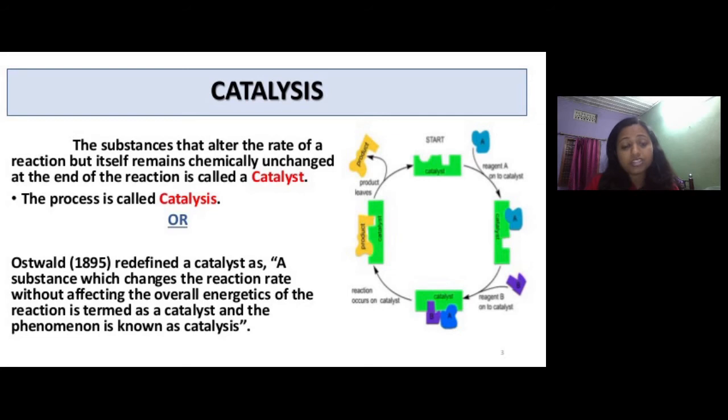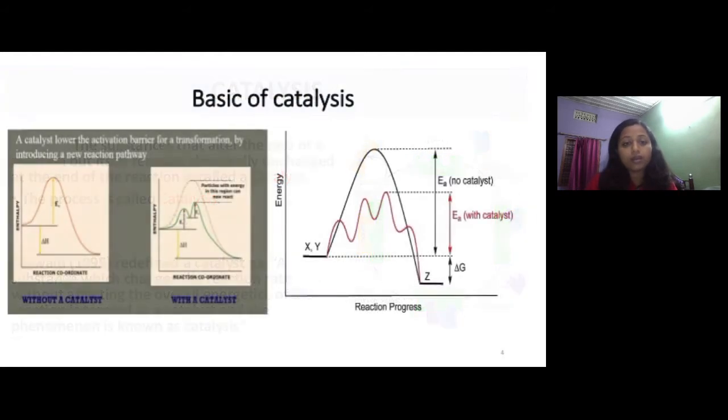Now, catalysis means the substances that alter the rate of a reaction are called catalyst. The substances should be chemically unchanged at the end of the reaction, and the process is called catalysis. Now we know the catalyst, how catalyst acts. Actually, catalyst lowers the activation energy of a reaction by introducing a new reaction pathway.